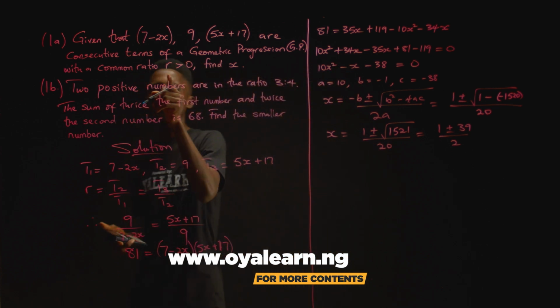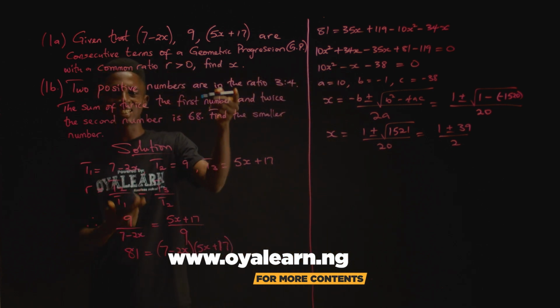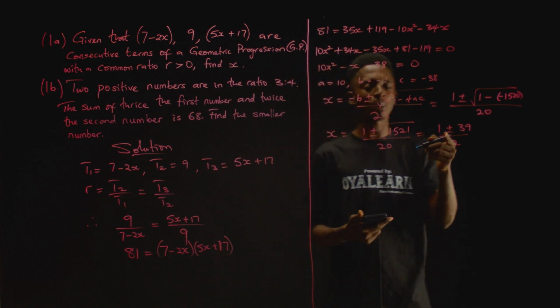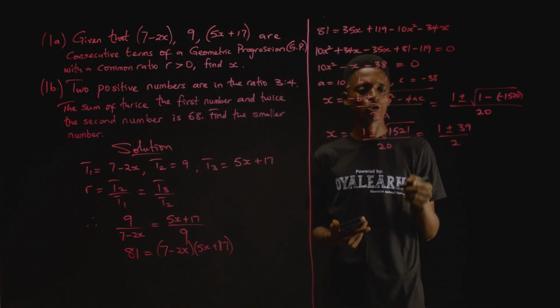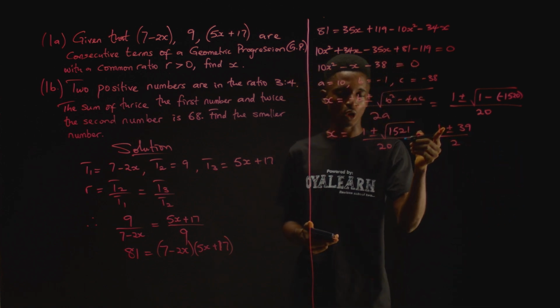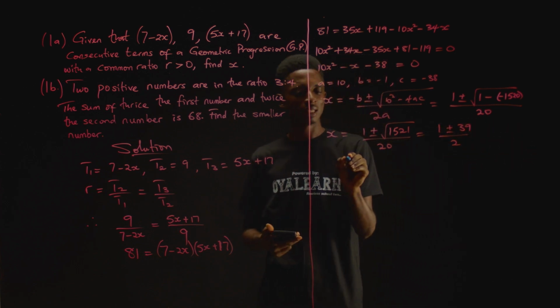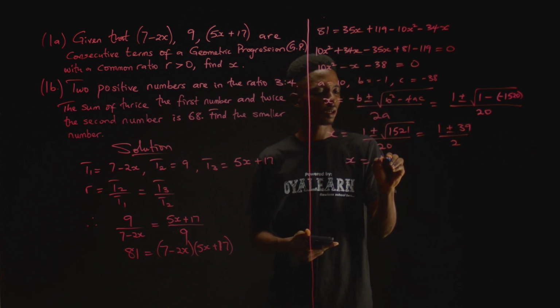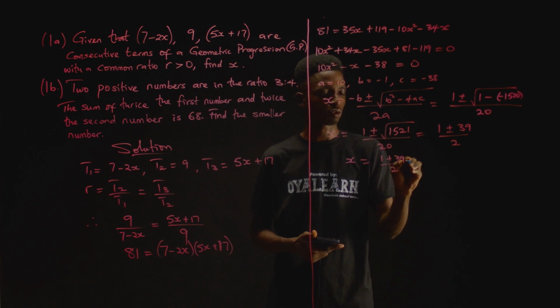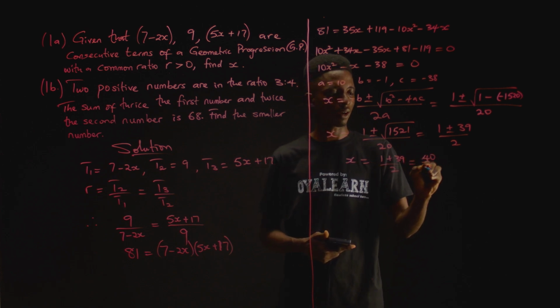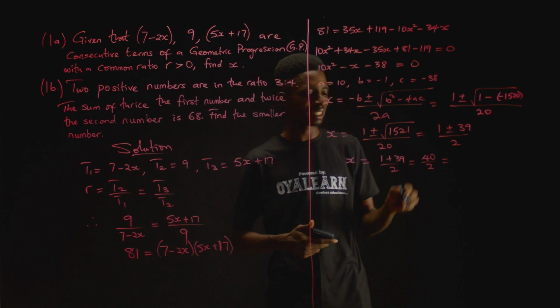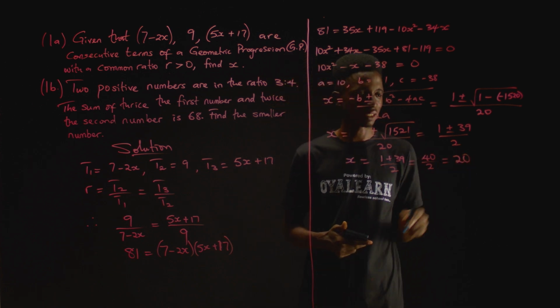Now we come to this statement. Remember, r is greater than 0. So we will not work with the part that will give us a negative answer. We will only solve for when it is plus. We will not solve for minus. Therefore, x equals 1 plus 39 over 20, which is 40 over 20. Therefore, x is 2.